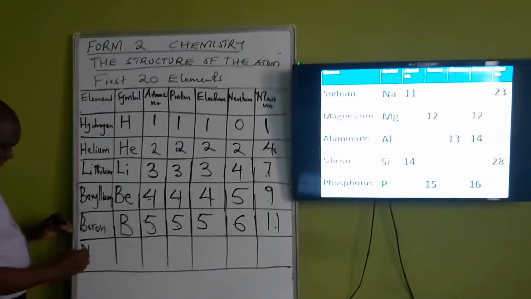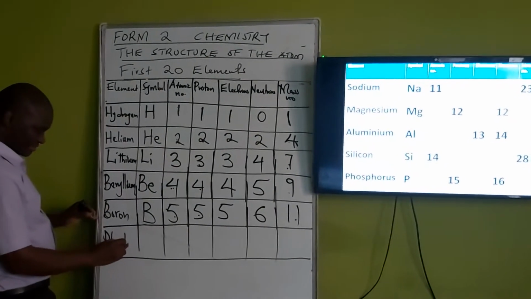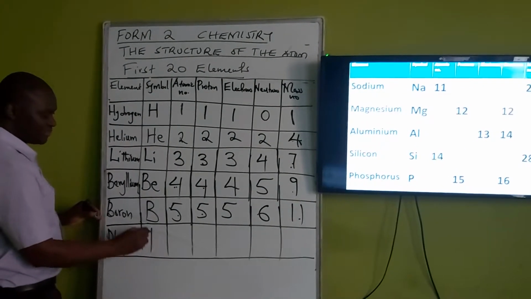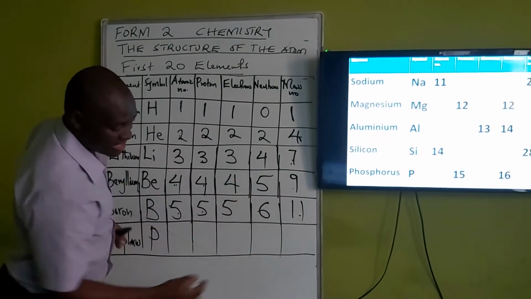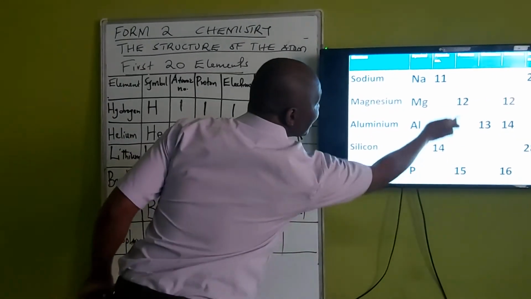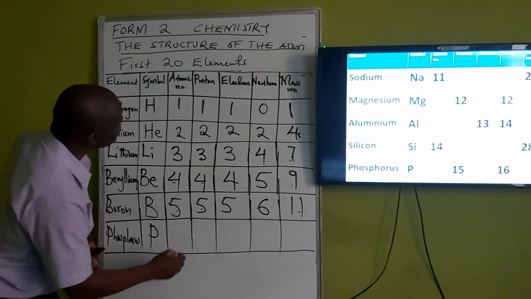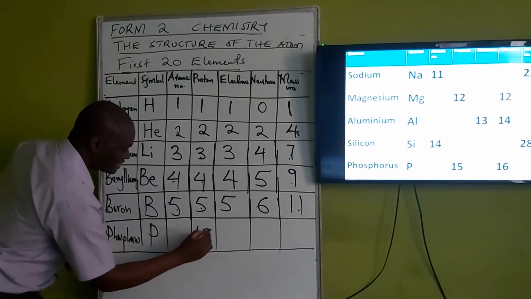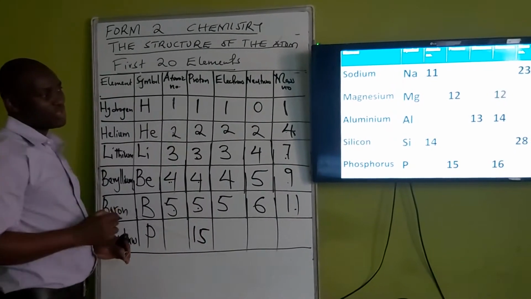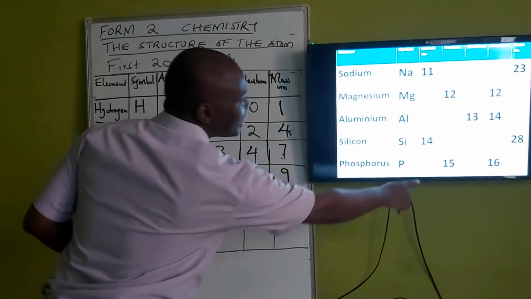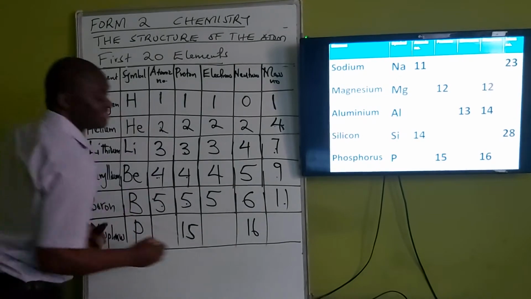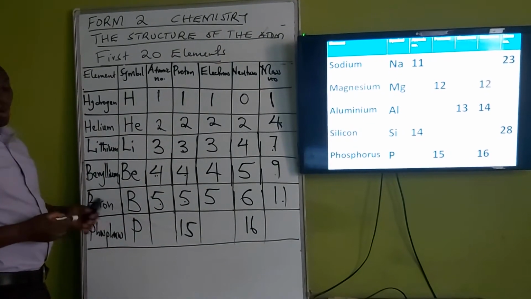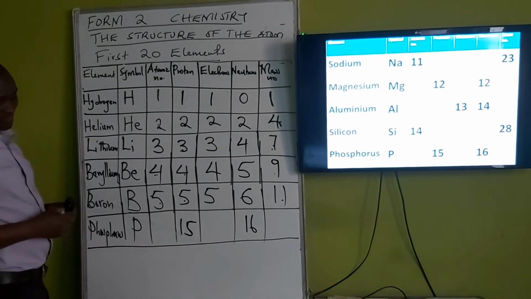Like phosphorus is P. Phosphorus, like there we are, given the protons to be 15. So protons are 15. What else are we given? We are given neutrons to be 16. Then we are told to complete the table.